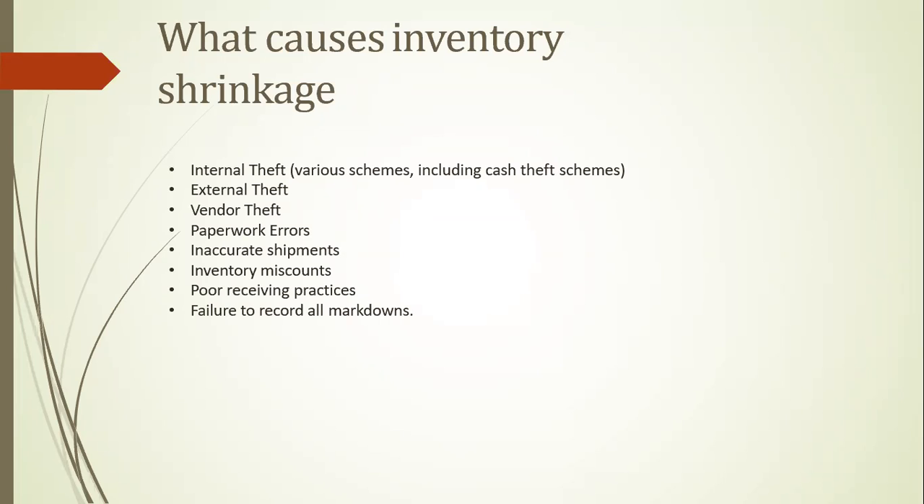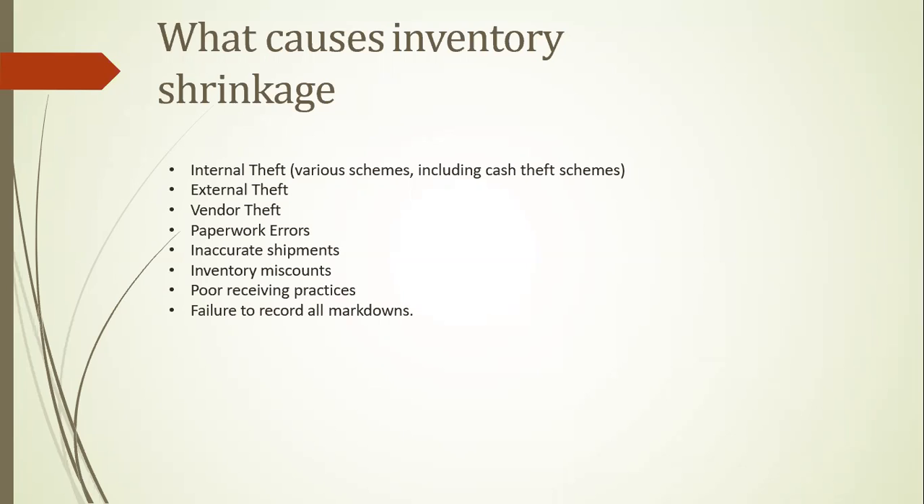So if you take just one packet, you can imagine what the loss is. Next is external theft: someone comes from outside and steals it. Internal means the employee himself is stealing. Vendor theft, owner. Paperwork errors while recording. Then inaccurate shipments, what you have ordered and what is coming. You have paid for 3,000 items, but actually 2,500 items arrived, so the remaining 500 are losses. Next, inventory miscounts. If you have not taken the count very properly, that is again a loss.